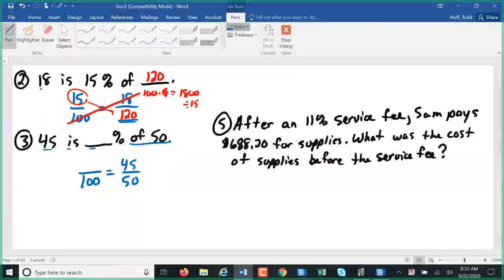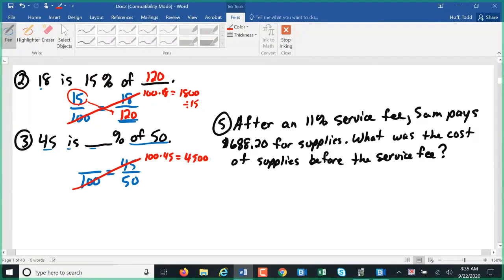And again, we look for the two numbers that are diagonal. It's the 100 and the 45. So we multiply those. 100 times 45 is 4,500. And then the 50 is diagonal to our missing number, so we divide by 50. That gives us 90. 90 out of 100, or 90%. 45 is 90% of 50.